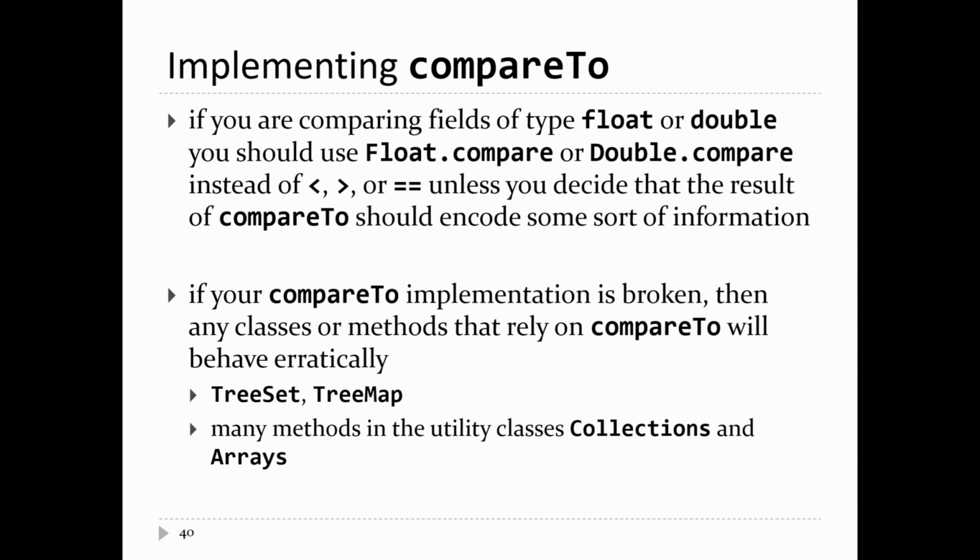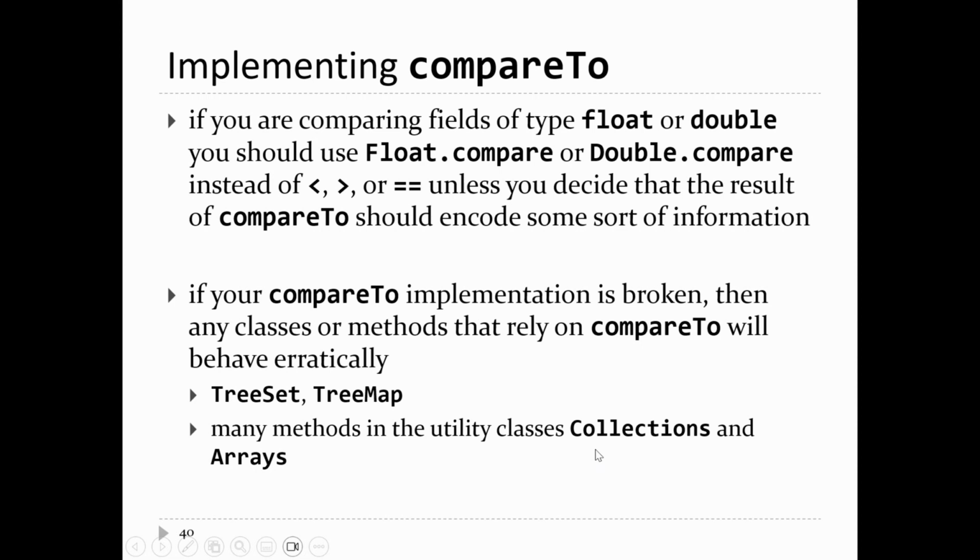Okay, so what happens if your compareTo method is broken, so it's incorrect in some way? Then anything that relies on compareTo is also broken. TreeSet and TreeMap are the collections that sort their elements. So if you're using your type and putting it into a TreeSet or using it as the key for a TreeMap, these two collections will probably behave incorrectly. The sorting of the elements will probably be incorrect.